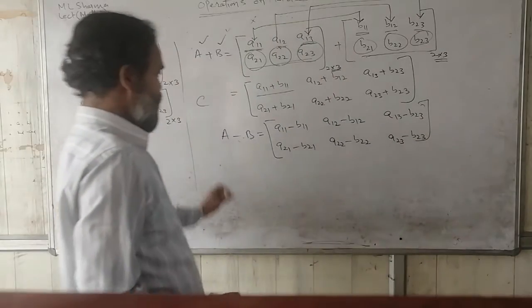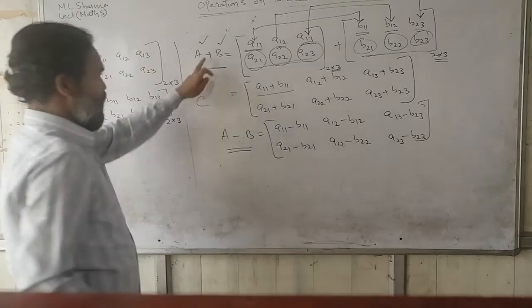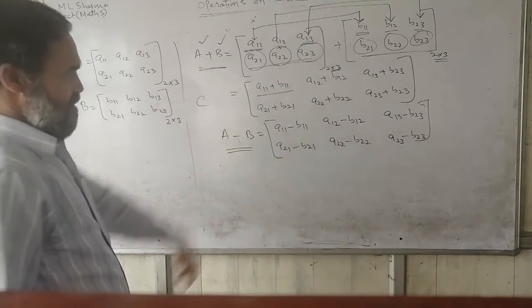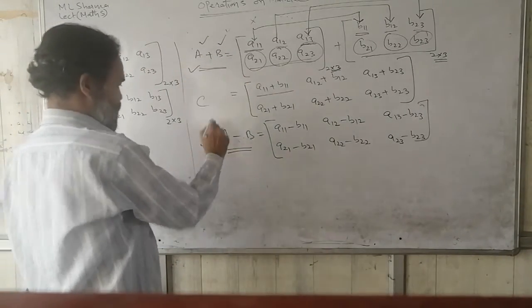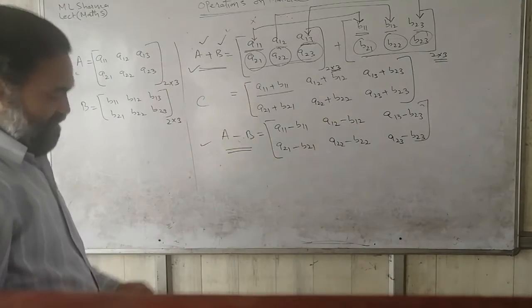So same is the case for addition and subtraction. Here plus sign is written, then minus sign is written. So in this way, two operations, addition and subtraction, are performed on two matrices.